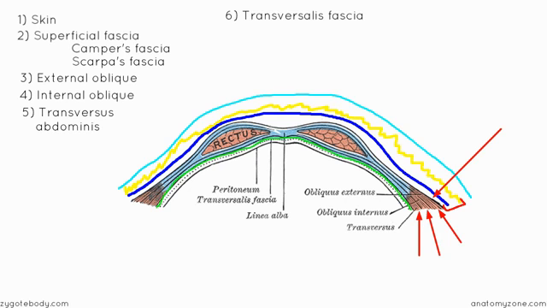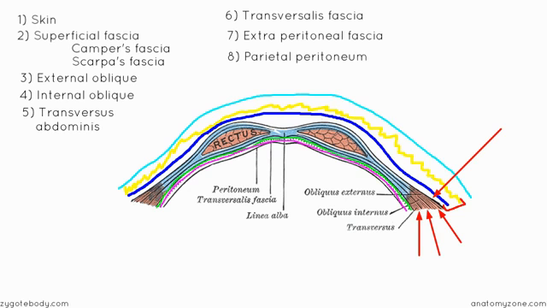Underneath the transversalis fascia we've got the extraperitoneal fascia. I'll draw this on in purple. This is a thin layer of connective tissue, and this lies between the transversalis fascia and the next layer, which is the parietal peritoneum. That's why it gets the name extraperitoneal fascia, because it lies outside the parietal peritoneum.